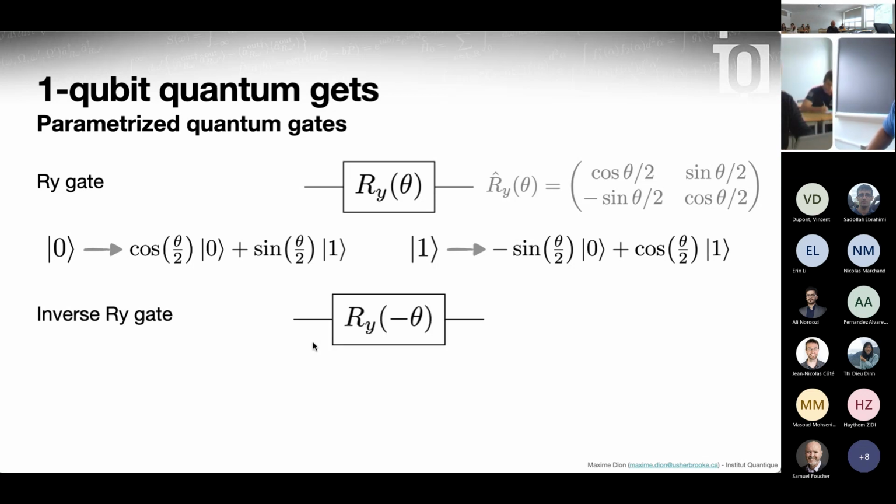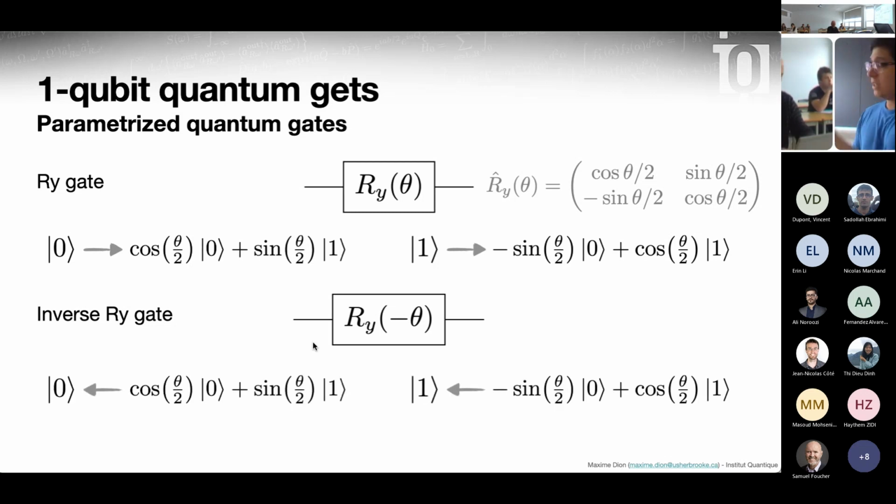Okay, now this gate has its own inverse. You can add an angle there. It's called Ry because qubits can be represented by vectors in a three-dimensional space. You have X, Y, and Z axes. The Ry means a rotation with respect to the Y axis. We also have Rx and Rz. You can write down what this does to each one of the states.